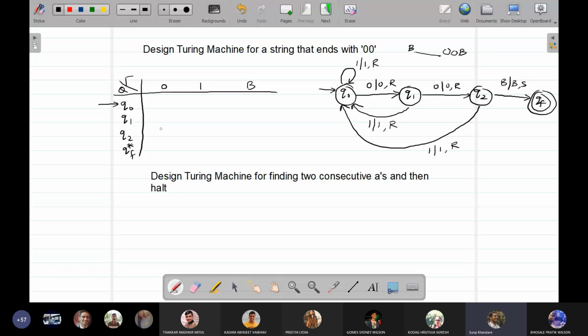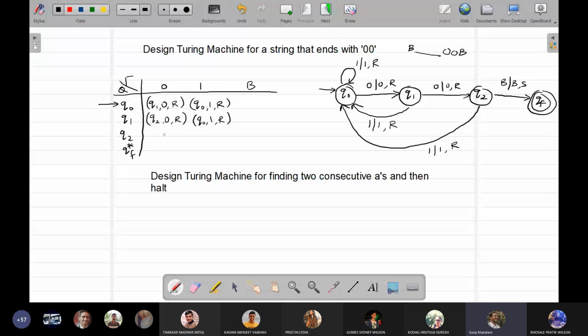Now Q0, when you get 0, what do we do? We go to Q1, keep 0 as it is, and keep moving to the right. In Q0, when we get 1, we stay in the same state Q0, keep 1 as it is, and keep moving to the right. Q0, if you get blank, there is no transition. Q1, if we get 0, we move to Q2. 0 is kept as it is, and we keep moving to the right. Q1, when we get 1, we go back to Q0. Keep 1 as it is and keep moving to the right.